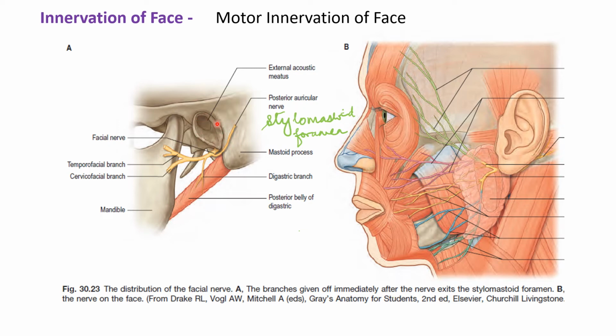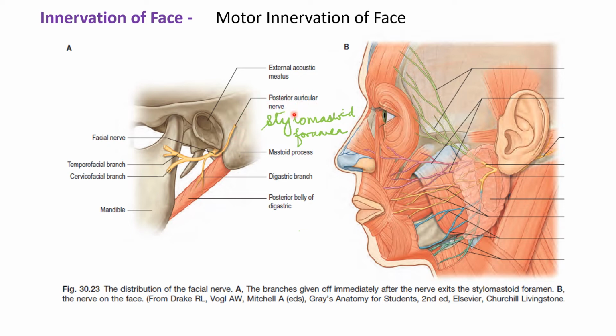This is your external acoustic meatus. Here would be the auricle. Behind this auricle is the mastoid process. So it is present medial to the mastoid process and lateral to this thin slender process which is there in the skull, which is known as the styloid process. So in between them is a foramen, which is the stylomastoid foramen, and exiting through that foramen is the facial nerve. The moment it exits out, it first gives rise to the posterior auricular nerve.